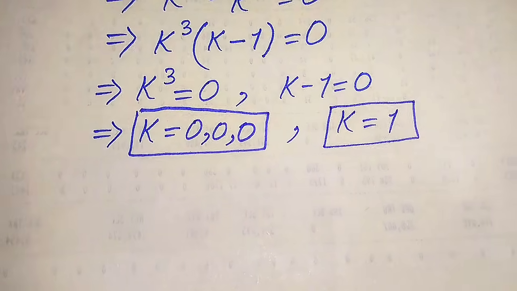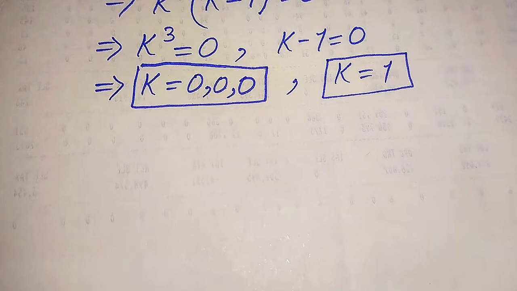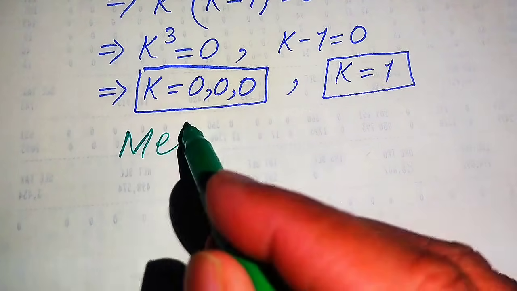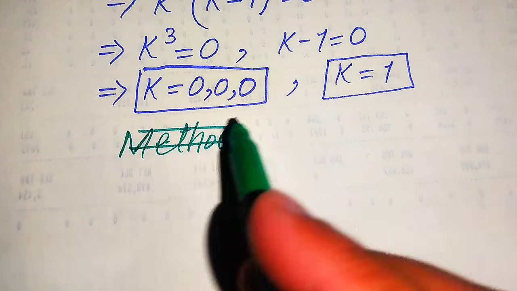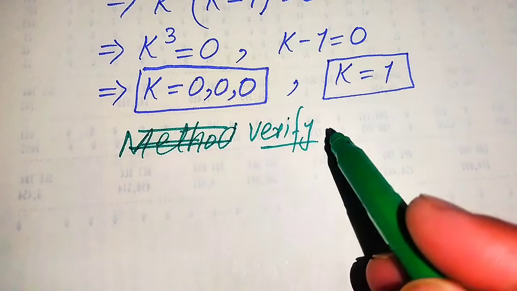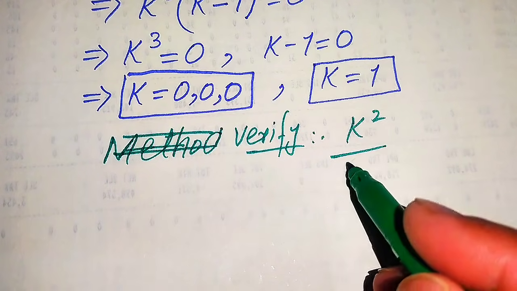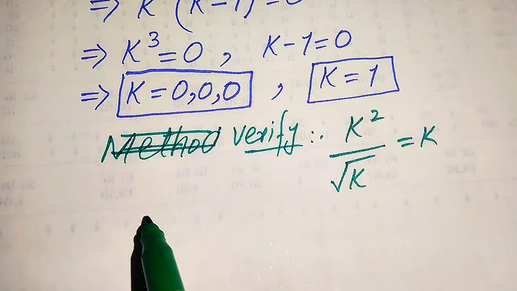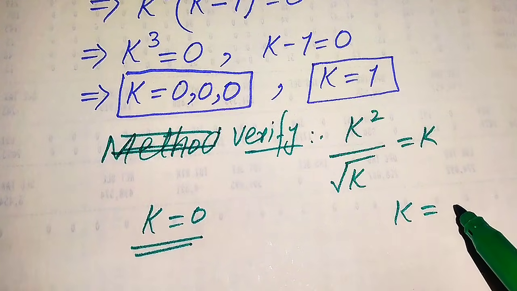So these are the four roots of the given equation which we get in the first method. Now in the next step we need to verify whether these values of k are solutions of the given equation, or whether these values of k are extraneous roots. For verification we need to copy down the given question statement. Here it is k squared divided by square root of k equals k only, and on this side we will verify k equals 0, and on this side we will verify k equals 1.